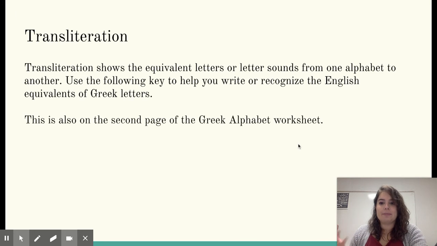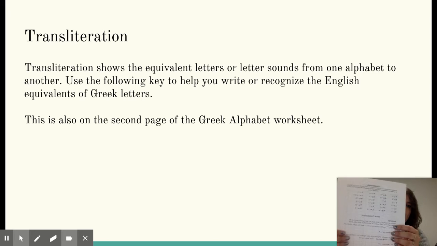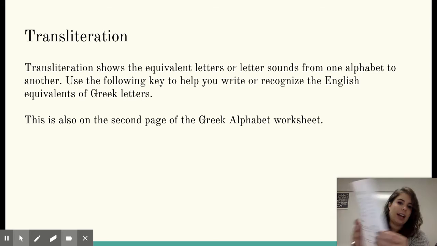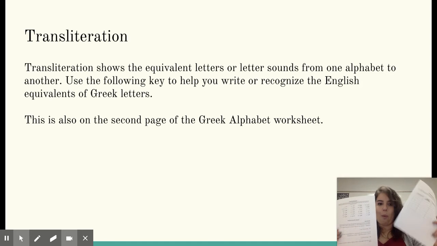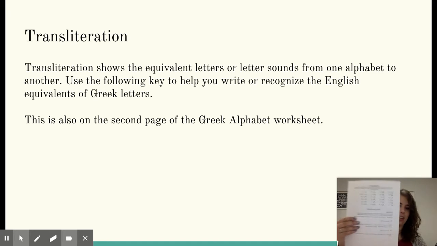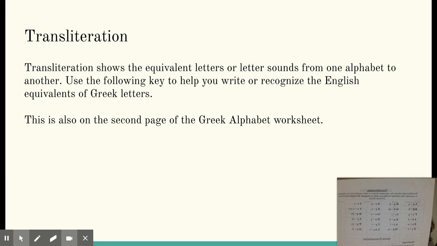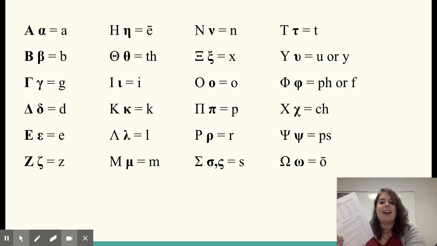So this key is also on the other page of the alphabet worksheet that you filled in on the last video. You're going to want to keep this handy while you're working on this assignment, because this is going to be your saving grace here. This is really helpful. This is just showing you what the equivalent letters would be in English.